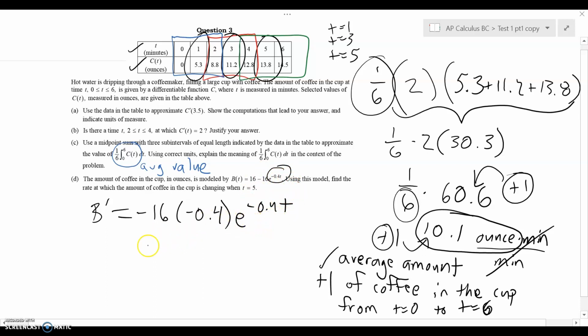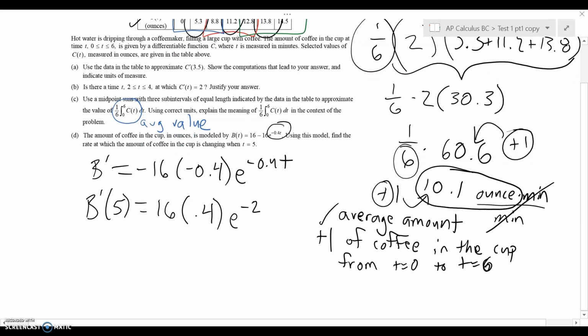So, doing this by hand here, ultimately figuring out when t is 5, I'm going to plug a 5 in. I need to do negative times a negative, that's a positive, so that's 16 times 0.4, just for the time being leave it as that. And then we have e to the negative 0.4 times 5, which would be e to the negative 2. You're not expected to know that as a decimal, just leave it as e to the negative 2.